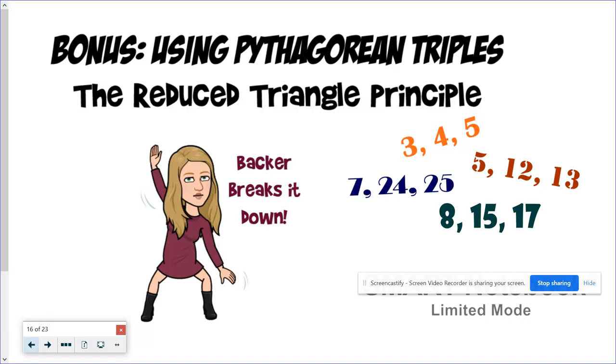It's just once you can easily recognize a triple when you see one, it does really quicken things up. And in later classes when you're studying trigonometry, it really is a good shortcut to know. Okay, but it's just a shortcut. The Pythagorean theorem still works, okay?